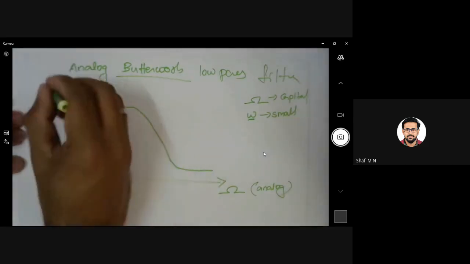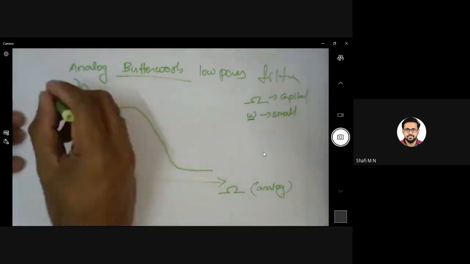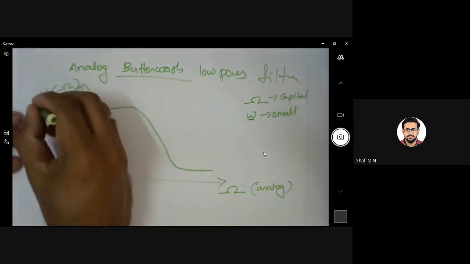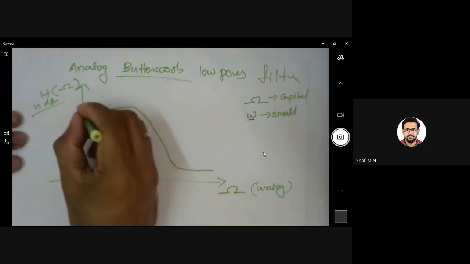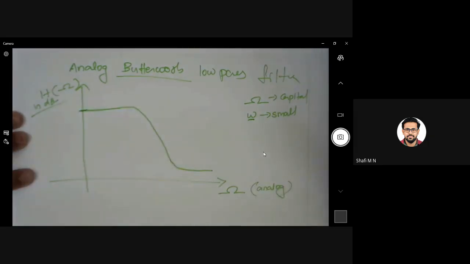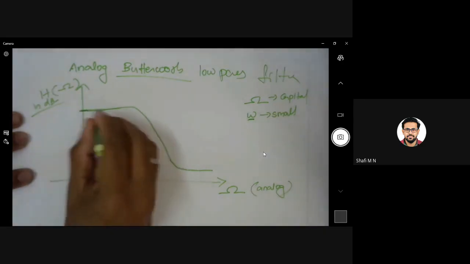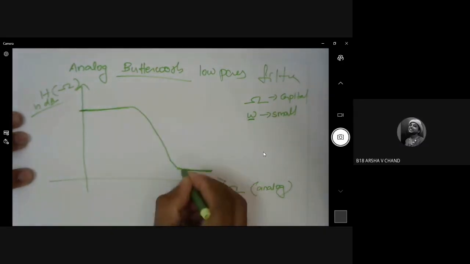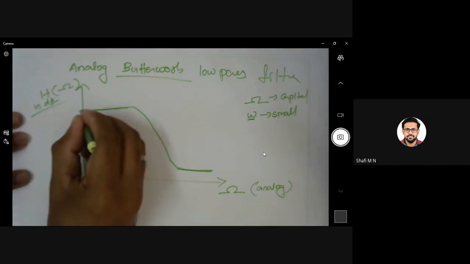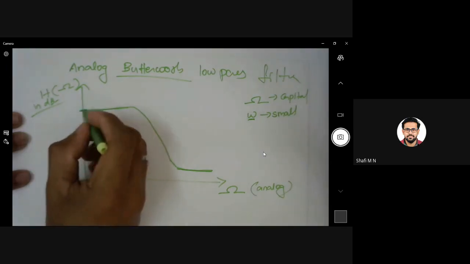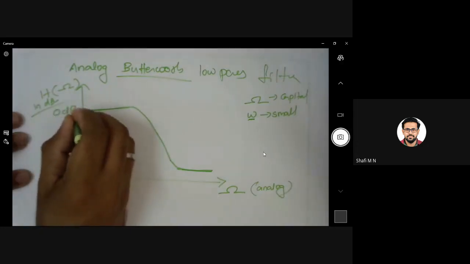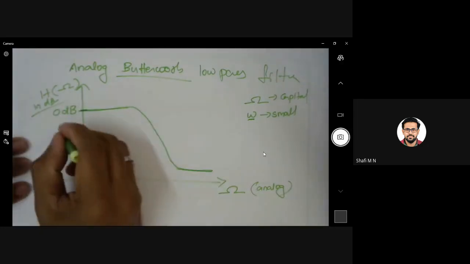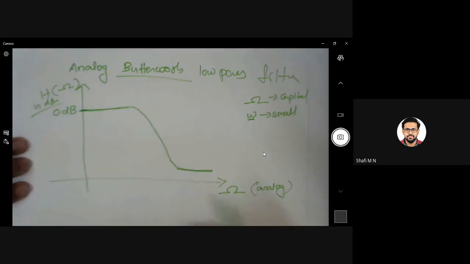So if you're expressing it in dB, what should be this value? This is pass band. This is stop band. 0 dB. 1 is the gain. Okay, output by input means 1. 20 log 1, that will be 0. So this is 0 dB.